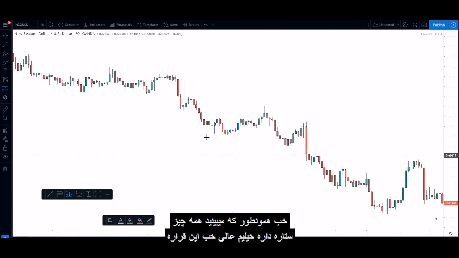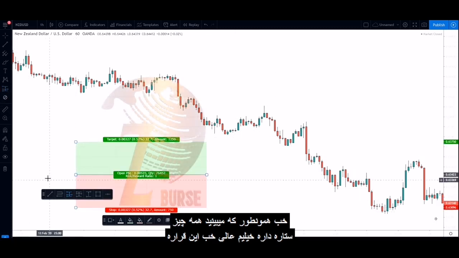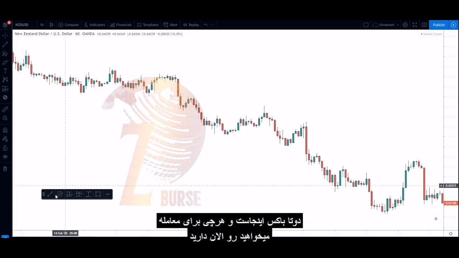Perfect. So this is going to add your little toolbox right here. Now you have everything that you need to trade. We don't use any other tools, just this stuff here.